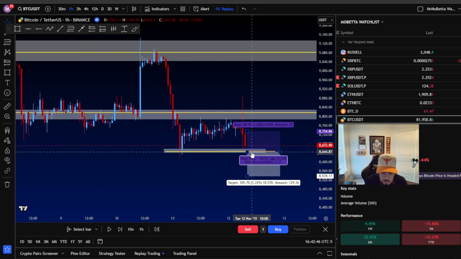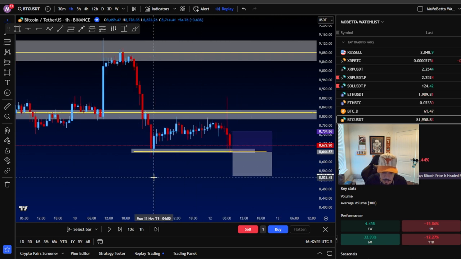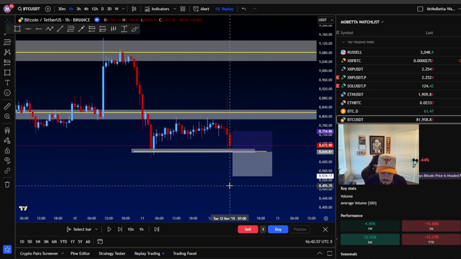If we can get a push and a close below this low, we should be able to continue moving lower. Otherwise, we'll look to see if we can build support here at this range and take it back up to range highs. All right, this is 7 a.m. So we'll go 8 a.m.